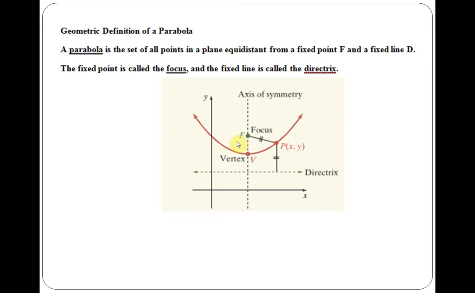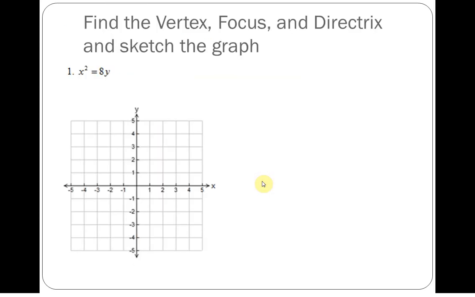Let's talk about this p-value now. A parabola is, by definition, a set of points that are equidistant from a fixed point and a fixed line. This point is called the focus, and the line is called the directrix. No matter where you are on this parabola, it will always be the same distance from this point and this line. You want to realize that the focus is inside the parabola, and the directrix, the line, is outside of the parabola. So let's do some of these. We want to find the vertex, the focus, and the directrix, and then sketch the graph.